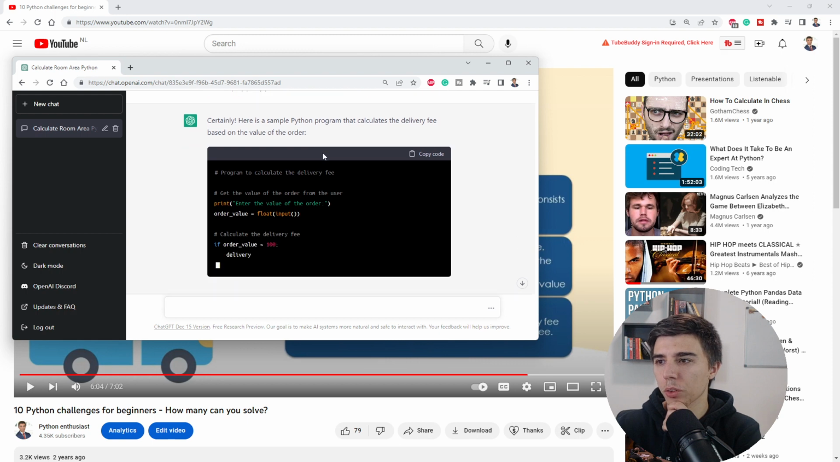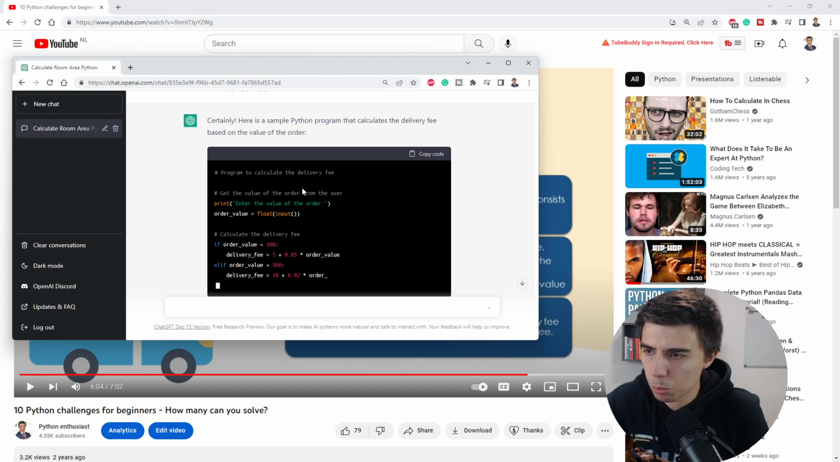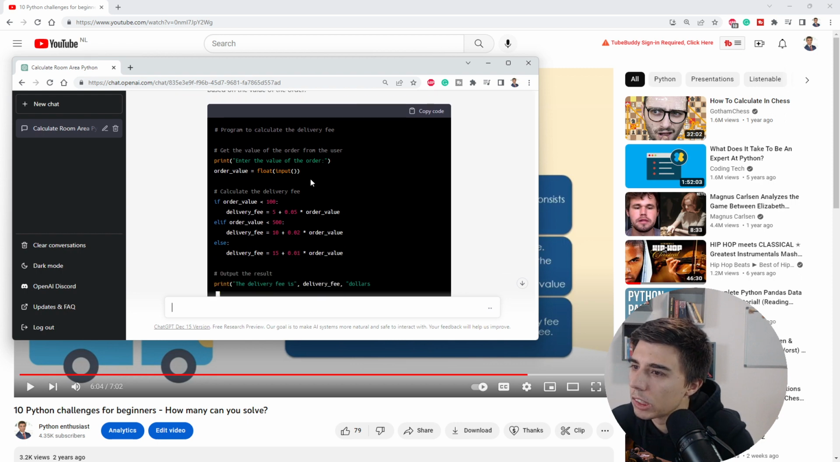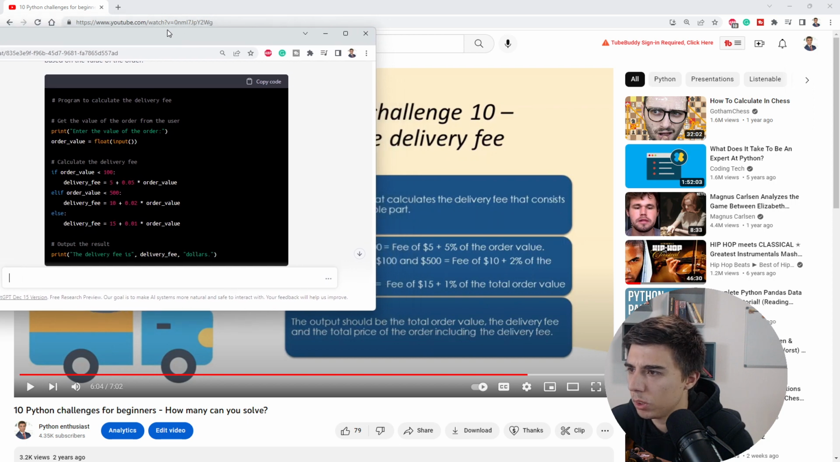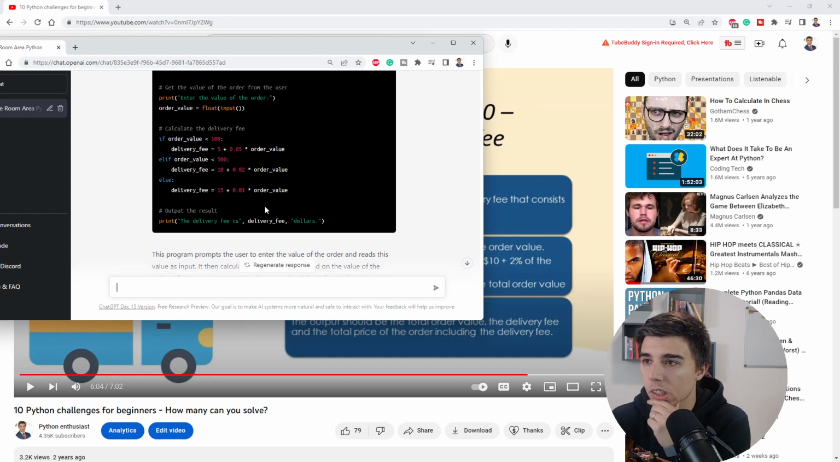Okay, so enter the value of the order. Okay, it converts into float. Again, we don't have any currency, but that's all right. So if the order is under 100, under 500, and then this is so far perfect, right? If it's under 100, we have 5 plus 5%, if it's under 500, perfect. And then if that's not the case, basically it's above 500, I have 15 plus 1%. This is 100% correct. So the if statements, the elif statements, 100% correct.